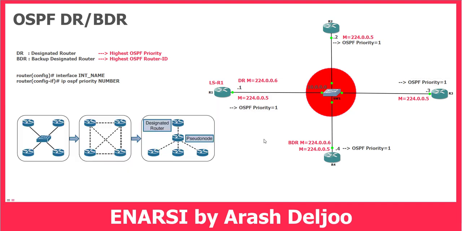And after that, let me say that in broadcast networks, we have one DR and one BDR. Other routers have another role. We call it DR other. DR other means no DR and no BDR. For example, in one broadcast network with 4 routers, we will have one DR, one BDR, and 2 DR others. If you have 10 routers, you will have one DR, one BDR, and, for example, 8 DR others.